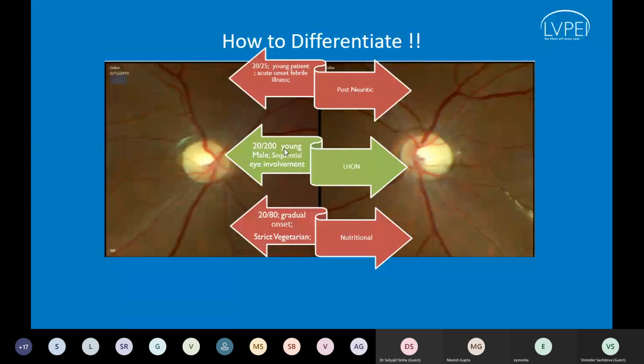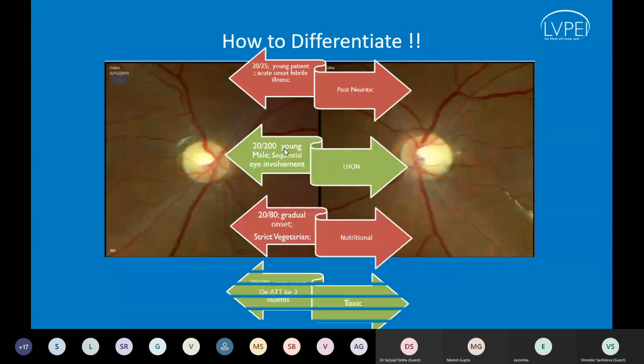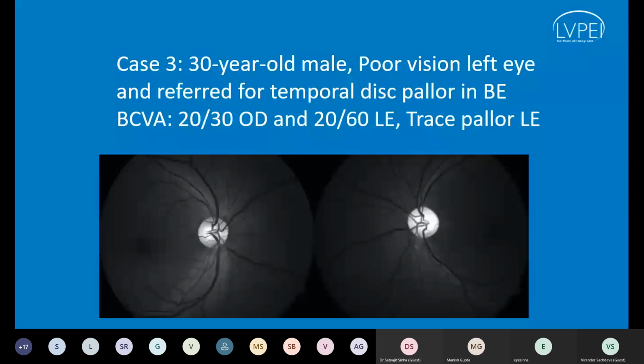And this is a partially reversible cause, or at least a modifiable cause where we could prevent further vision loss. And then we saw the first example where it was acute onset while being on a toxic medicine like ethambutol, we could be dealing with a toxic optic neuropathy. So we see in the same shades of temporal pallor, we can see at least 4 different kinds of etiologies.